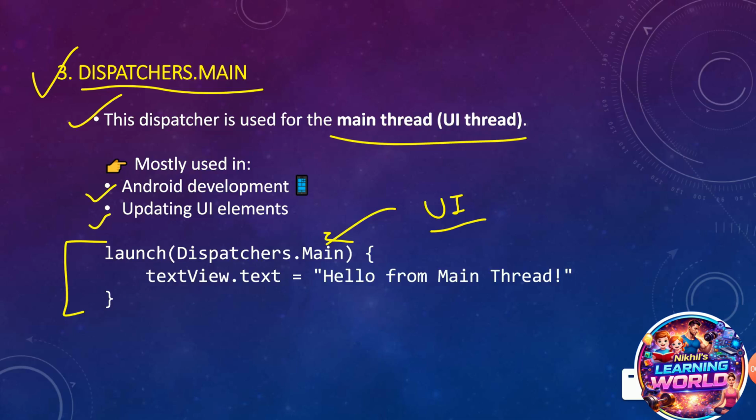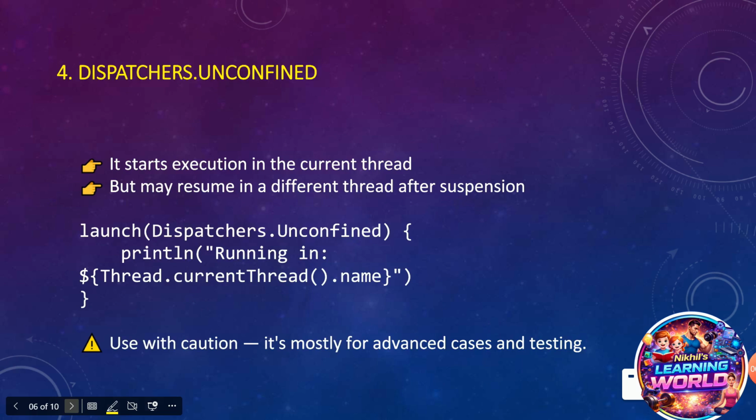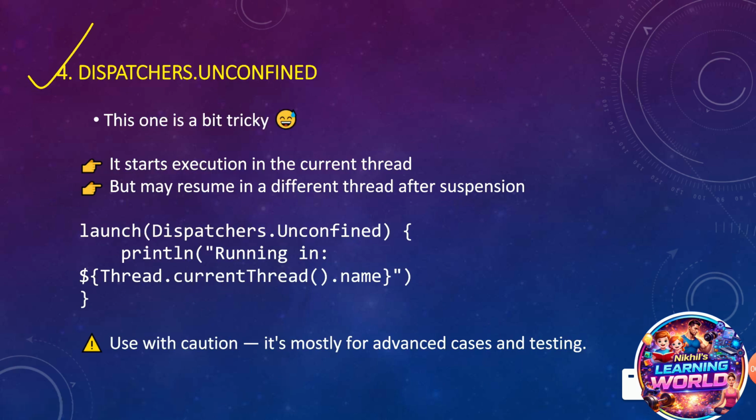So for example, you can see here launch Dispatchers.Main, and we set the text to "hello from the main thread". So we are updating the text there, that is a UI update. Whenever you are updating UI, that time you have to use Dispatchers.Main.